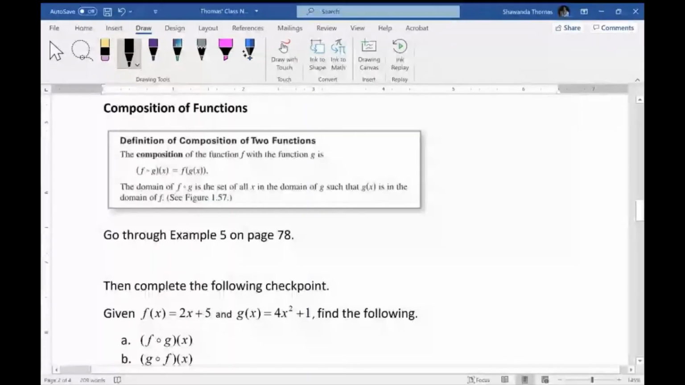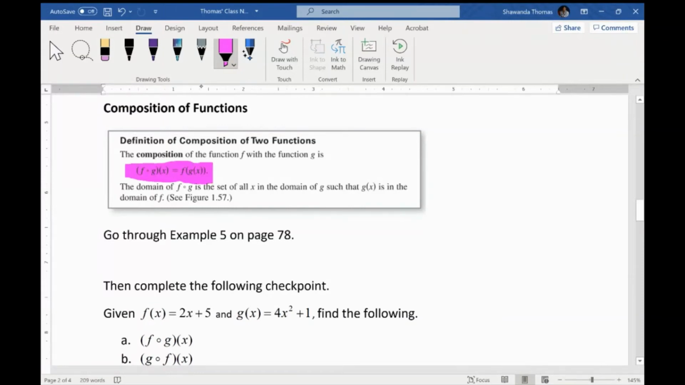All right, composition of functions. The definition of composition of two functions: the composition of the function f with the function g is this. Notice it's a little circle. It's not an O. It's not "fog," even though we want to call it that. I usually say the composition of f and g, or f of g of x. That's normally what I say.